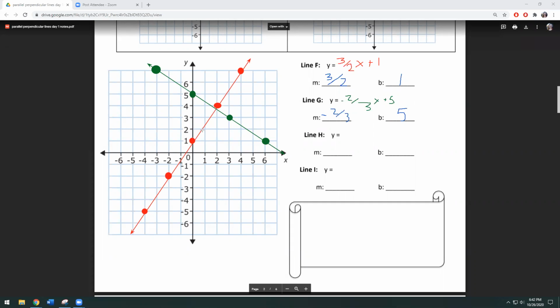So what do you notice about these two lines? Hopefully you're thinking that they're perpendicular, and you would be correct. These two lines are perpendicular. We would have to check to see if they're perpendicular by using a protractor and measuring the angles. So think about perpendicular lines and what you know about them. What is special about their angles? Hopefully you're thinking that they're all 90 degrees. So this line, that green line, crosses the red line at a 90-degree angle.